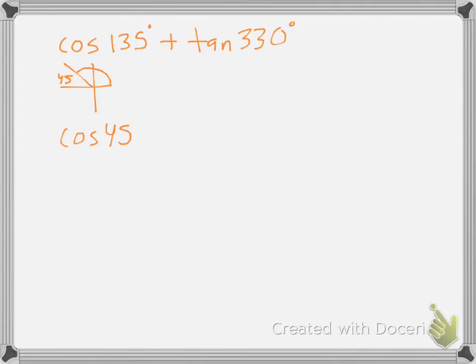Or wait, is it? It's in the second quadrant. Cosine in the second quadrant is negative. So it actually is a negative cosine of 45. Tangent of 330. 330 is in the fourth quadrant and has a reference angle of 30. Tangent in the fourth quadrant is negative. So this is minus tangent of 30. Overall, now we have 45 and 30 as our angles.